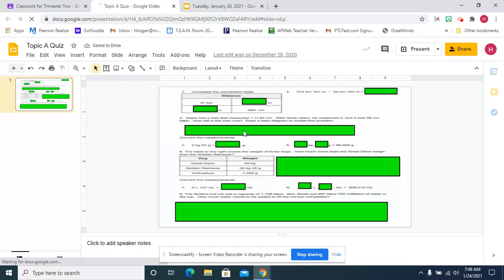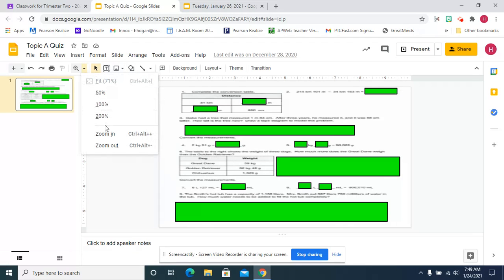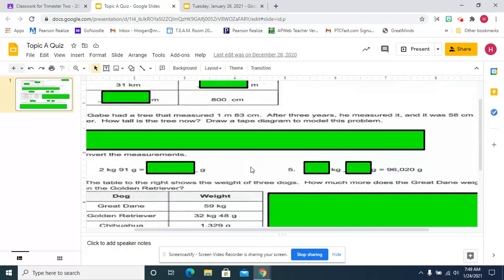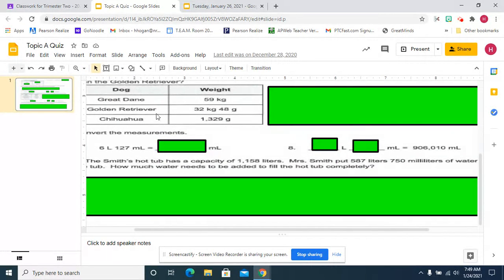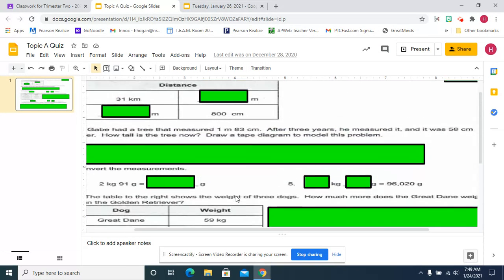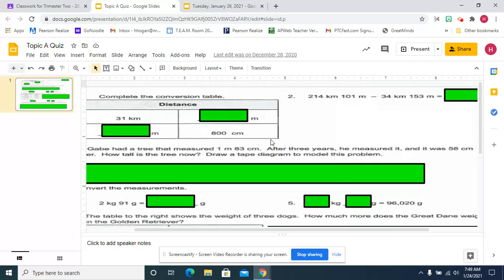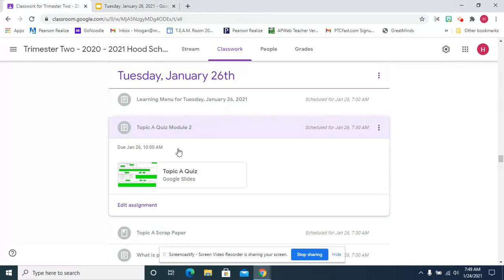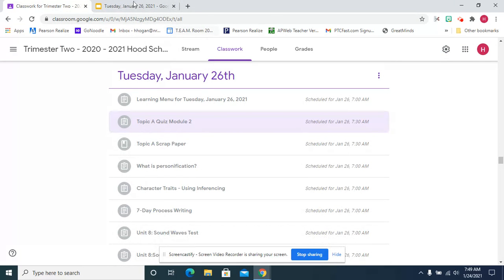So there are going to be some metric conversions. We have some data tables here. I know this is hard to see. I can zoom in if you want. I know I can't see it. But remember, we did the Great Dane, Golden Retriever, and Chihuahua. So you're going to do that. You're going to convert liters and milliliters, kilograms and grams, kilometers and meters. So you're going to be using what you've learned so far on this little quiz.